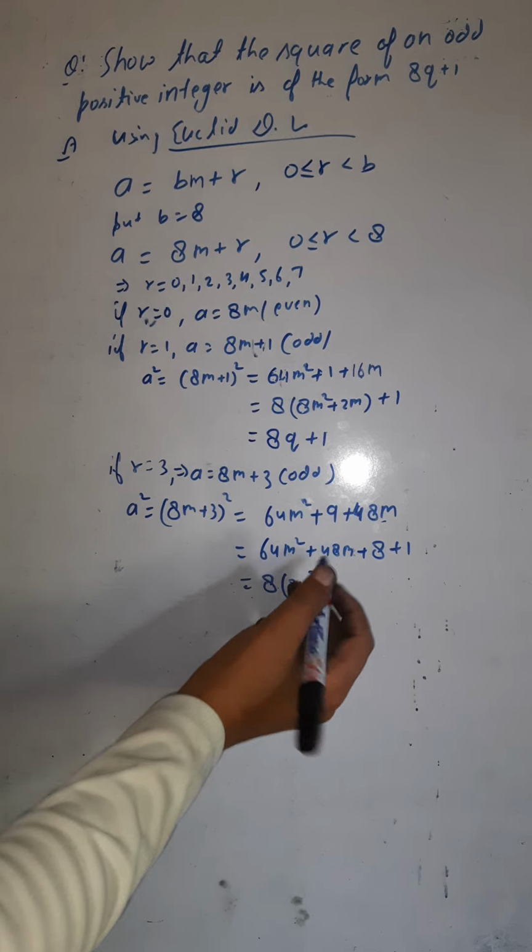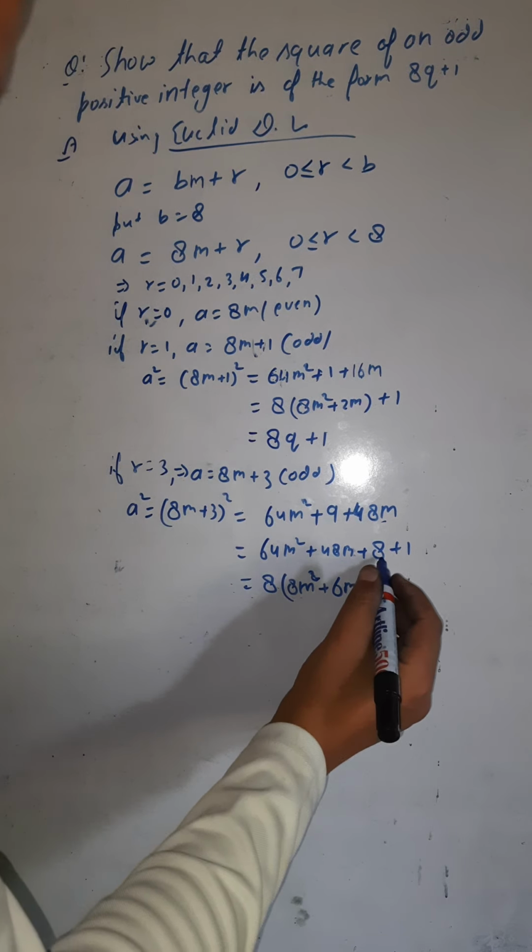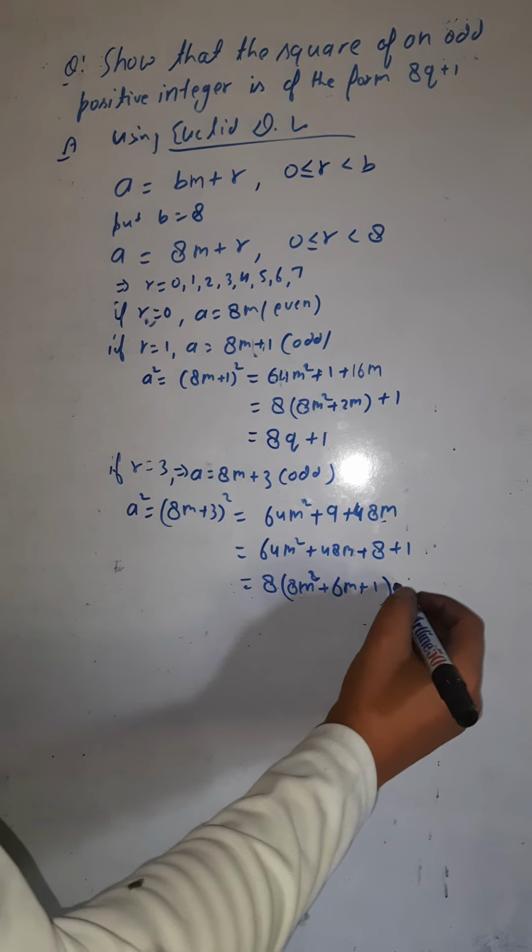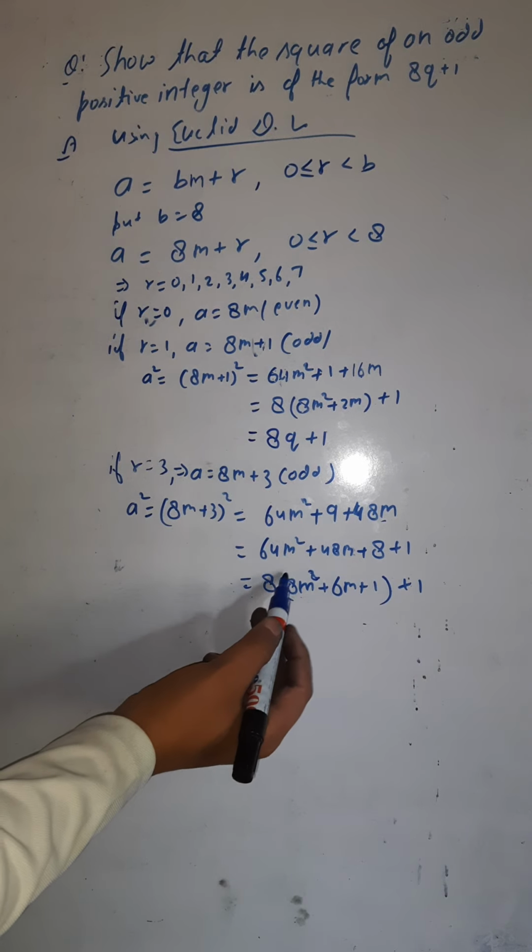And how much? 8 times 6 is 48. 6 would be left here. And how much? 8 times 1 is 8. 1 would be left here. This 1 would remain outside. Now this is again an integer.